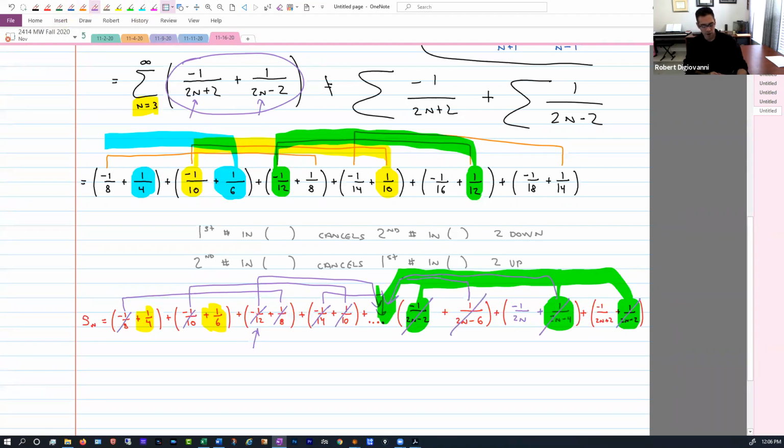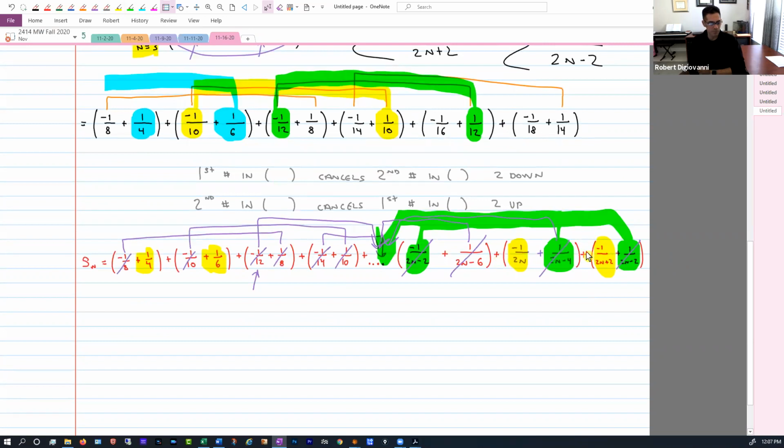This second one should go. The thing that doesn't go are these first ones, because those first ones need second numbers 2 down, and we don't have anything 2 down. So those stay. So everything in yellow stays. Everything else collapses, right? And we're left with 1/4 plus 1/6 minus 1/2n minus 1/(2n+2). So I just took these that were negative and I just put the minuses out front.